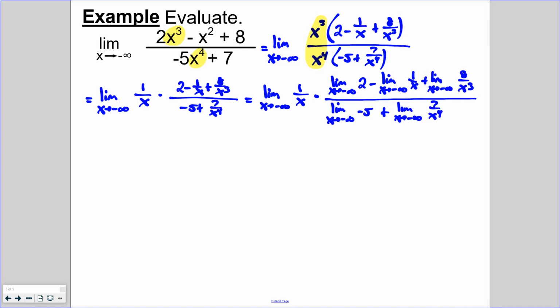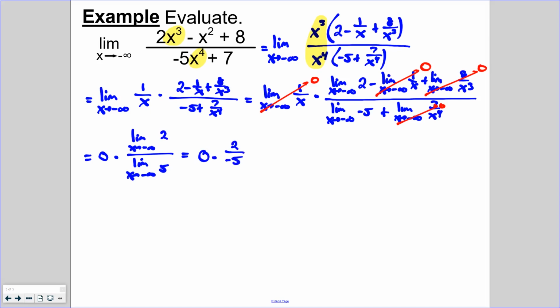All right, so here we go. Anything with a number over x, that limit will be 0. So 0, 0, 0, 0. So this is going to leave us with 0 times the limit as x approaches negative infinity of 2 over the limit as x approaches negative infinity of negative 5. And now we can evaluate our final two limits, and we know the limit of a constant is the constant, so it's going to be 0 times 2 over negative 5. But we know that 0 times anything is 0, so therefore the limit as x approaches negative infinity of 2x cubed minus x squared plus 8 all over negative 5x to the fourth plus 7 is 0.